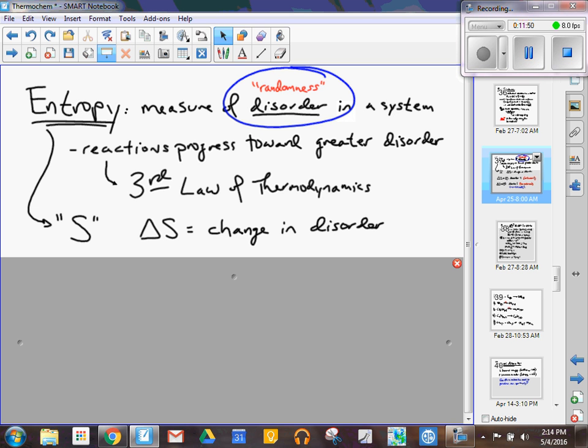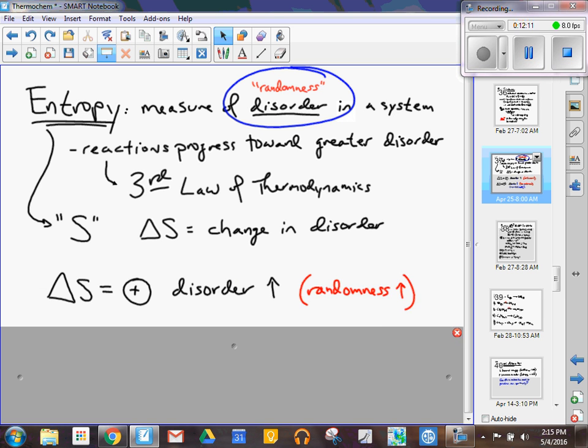The symbol for entropy is capital S. Don't confuse it with lowercase s. Lowercase s is the specific heat of a substance, for water, 4.184. And we're, of course, going to only be able to measure delta. And I'll be honest with you, here in Honors Chem, we're not going to measure or quantify delta S. I will give you that number. I'm more concerned that we know the meaning of it.